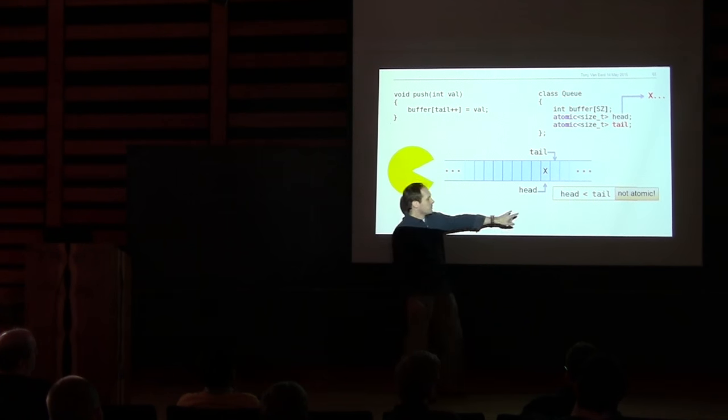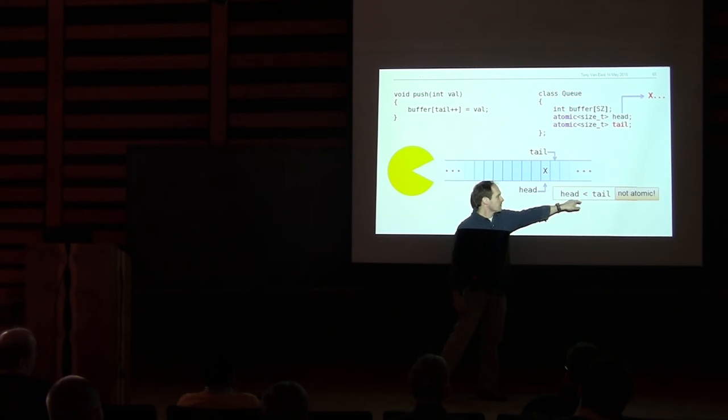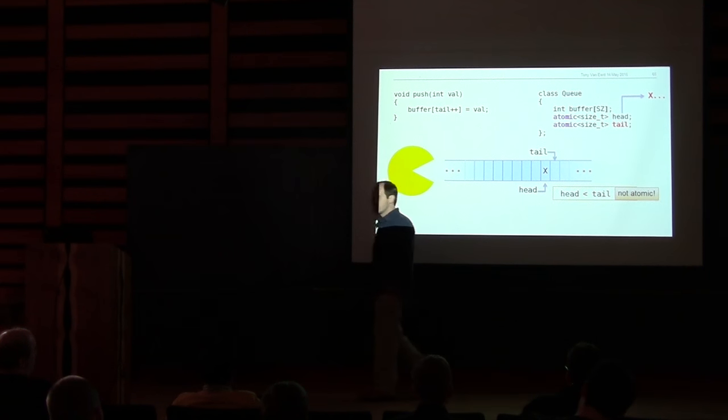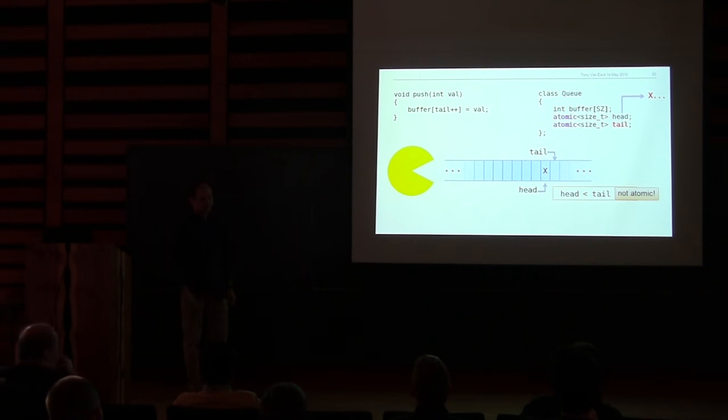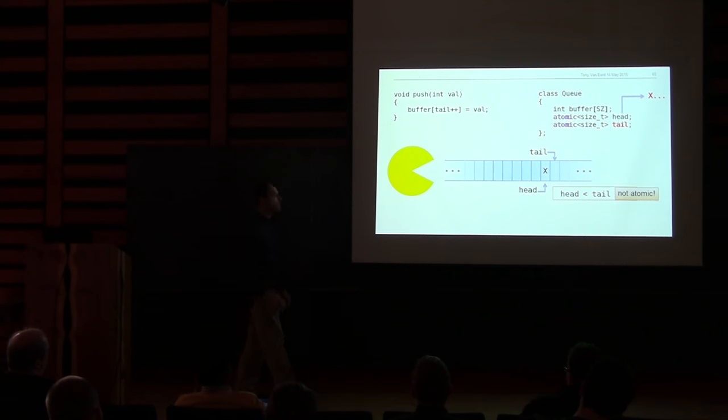Because I read this one, and after I read it, I have to read that one. This may have changed in the meantime. So I can't just read two variables at the same time with an atomic operation. Depending on your hardware, esoteric hardware maybe has two reads that are atomic, or if you put them side by side in memory, you can maybe get two reads atomic. But basically, that's not atomic.